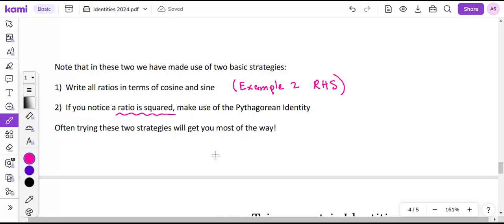If you notice a ratio is squared, that's a big clue. If you see a squared, then the Pythagorean identity might be useful to you, just like in example 2 on the left-hand side.